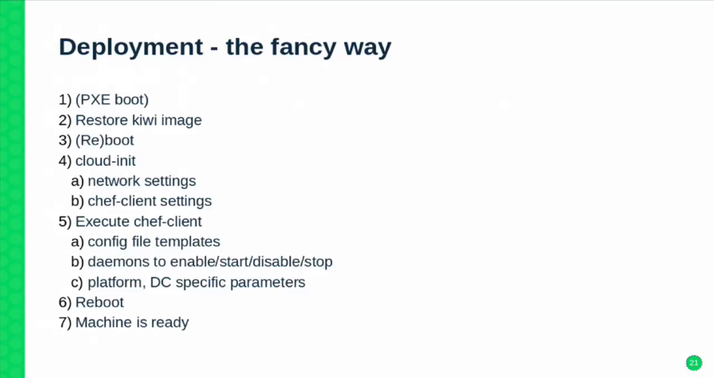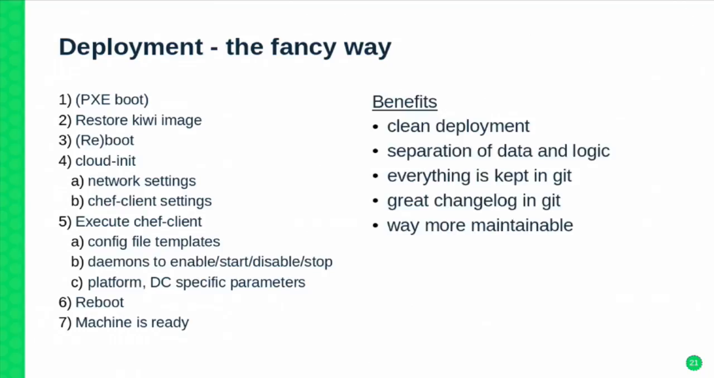Then the machine reboots, and the machine is ready. As I said, it's much cleaner. We actually have separation of data and logic, because Chef comes with that. We'll show that later. Everything is kept in Git now, not in the old solution that we had. We actually have a great changelog in Git for this, and it's much more maintainable.